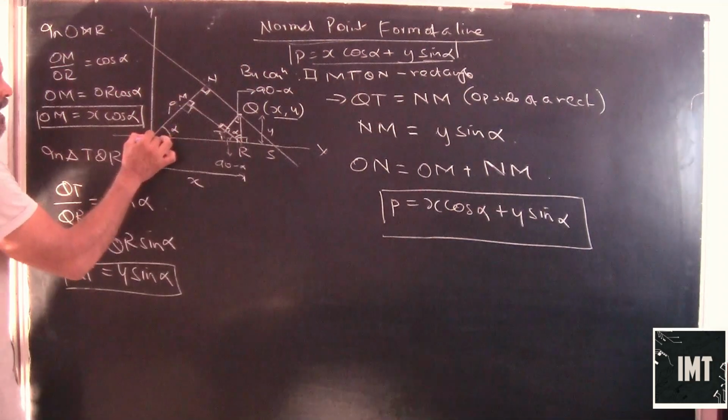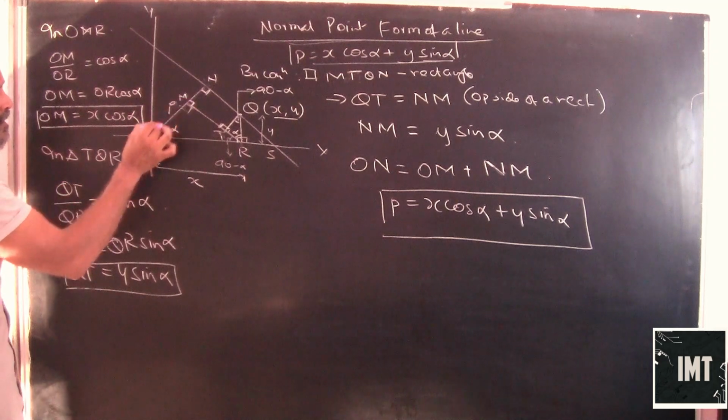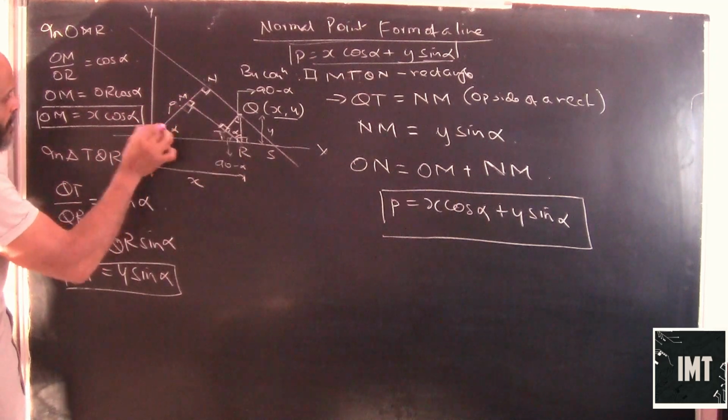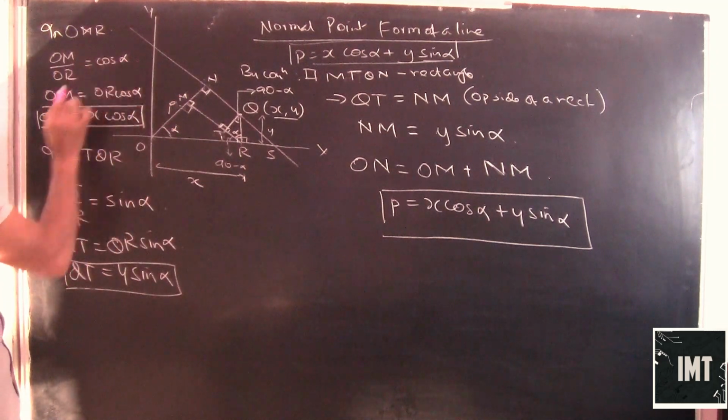Now when we come to this triangle, this base upon hypotenuse is cos alpha.